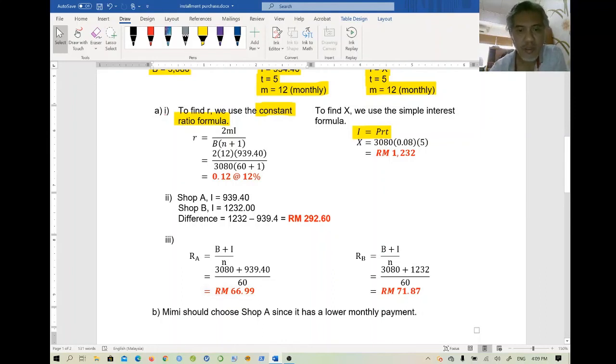Okay, so if you want to make a decision based on the monthly payments, you will be looking for the lower value, because you are taking a loan. However, if you are doing some investment, you can also make the decision based on the interest. If you are taking a loan, of course you want the lower interest. That is also given here. If you compare using the interest also, the decision will be shop A. Okay, so that is the situation.